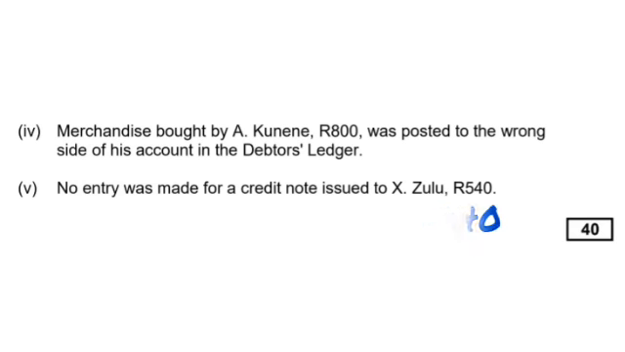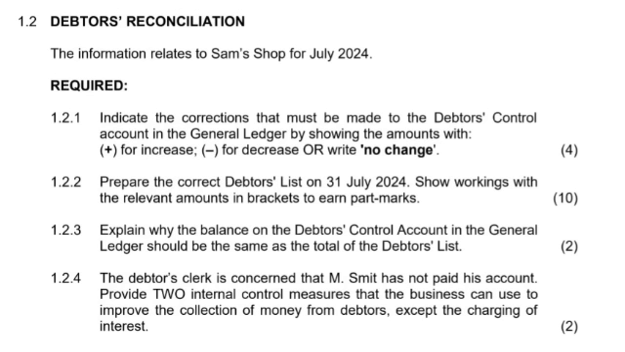You can't pay for goods that you did not take anymore. And then in 1.2.2, they said prepare the correct debtors list on 31st July 2024, showing workings with the relevant amounts in brackets to earn part marks.